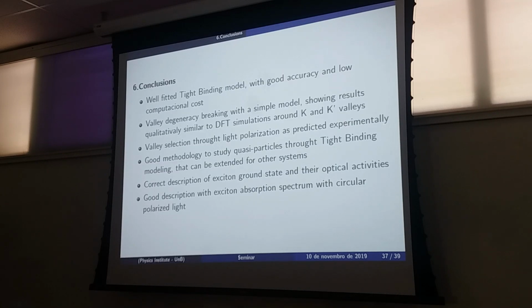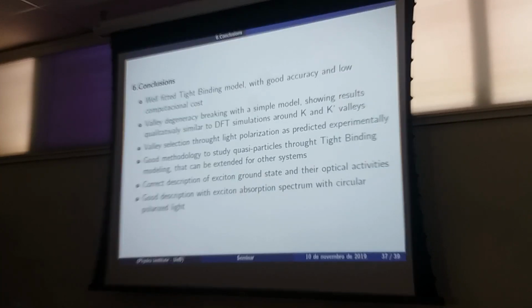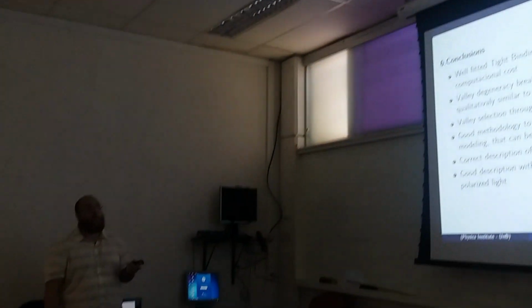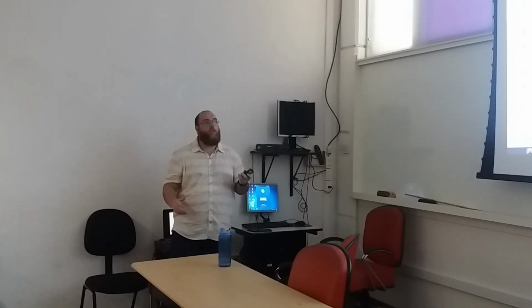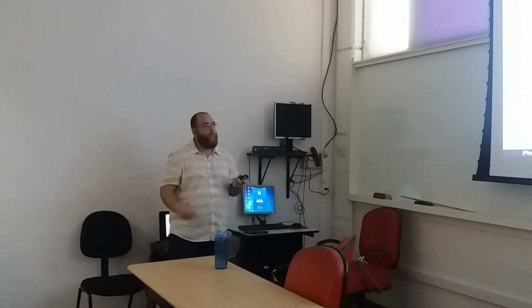So now we go to the conclusion. It's very simple. Basically, I'd like to present a tight binding model that is well fitted and can provide good results to help explain experimental data and be used for bigger structures, like quantum dots or nanoribbons. I can show the valley symmetry breaking using a simple term in the Hamiltonian, with results qualitatively similar to the DFT simulation. The spectrum is closer than the band structure, but still helps us.